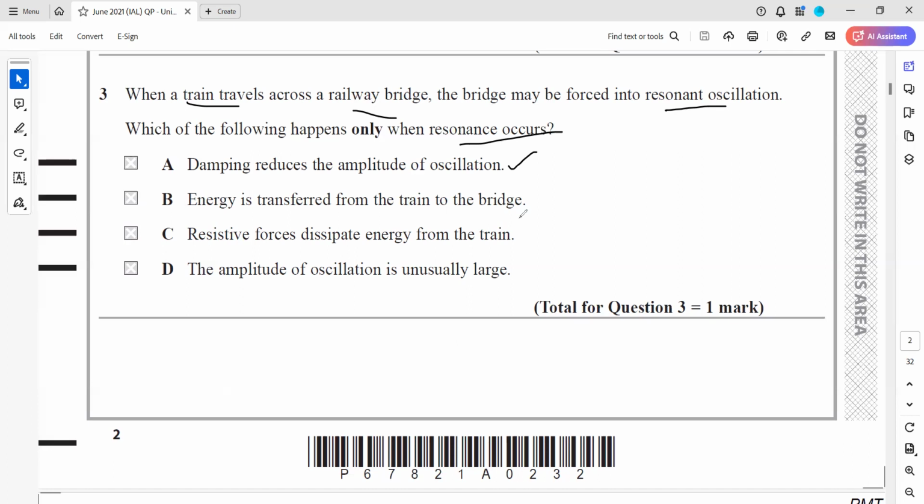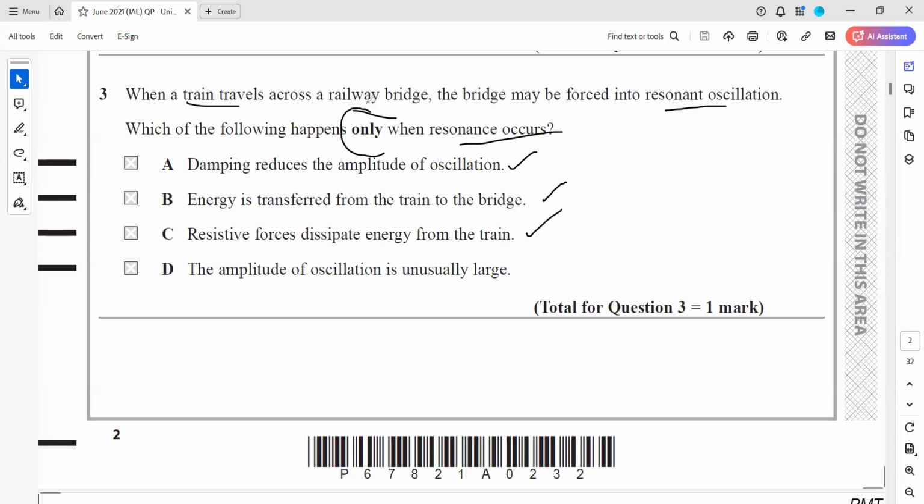Energy is transferred from the train to the bridge. The bridge may be forced to resonate. So why energy transfer? That's also correct, but it does not only happen when resonance occurs. Energy is transferring whether resonance is happening or not. Resistive force dissipates energy from the train. That's also true.